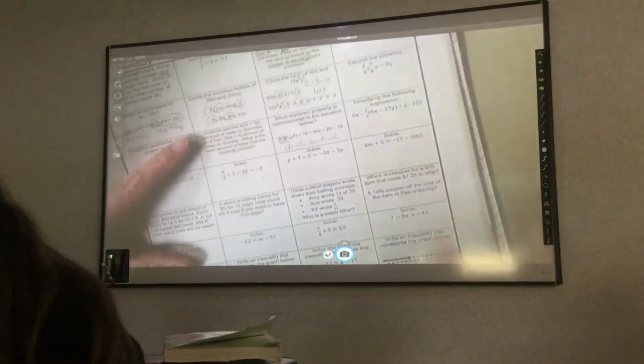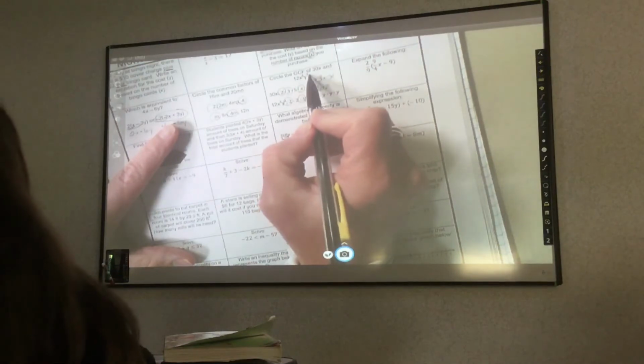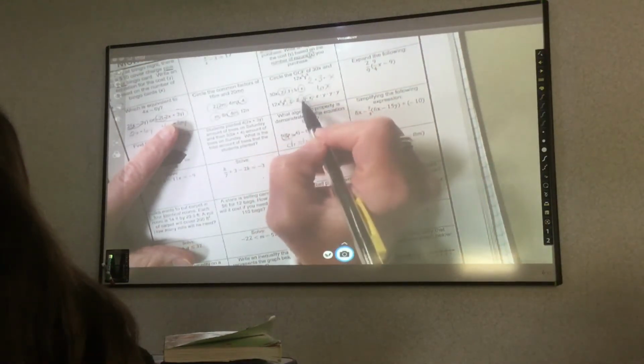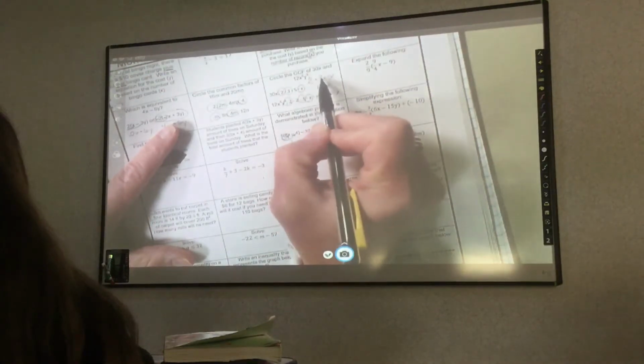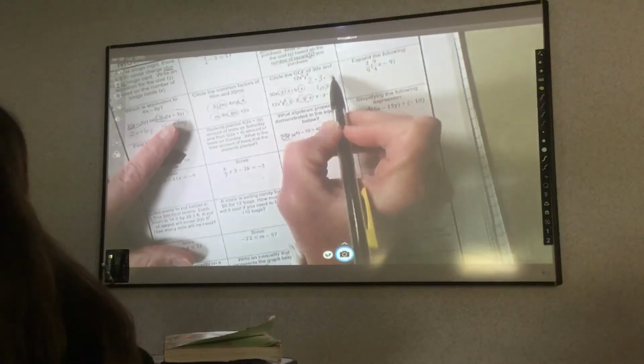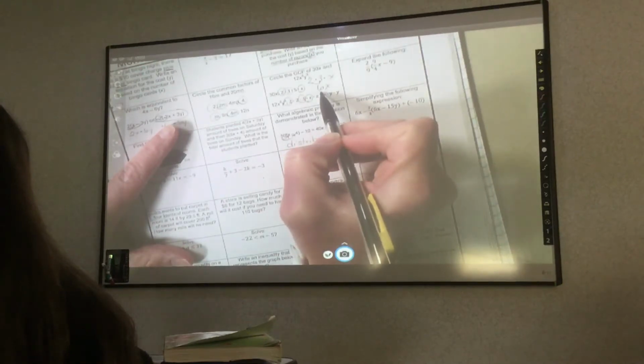Number 2, circle the greatest common factor of 30x and 12x squared y cubed. Circle what they have in common. We have the 2, we have a 3, we have an x. So then it's 2 times 3 times x, which you then need to change to 2 times 3, which is 6. So your greatest common factor is 6x for both of those.